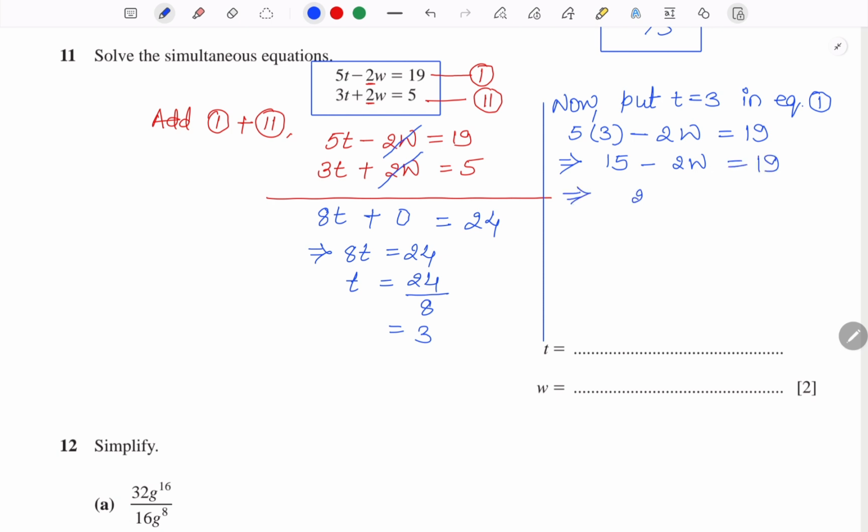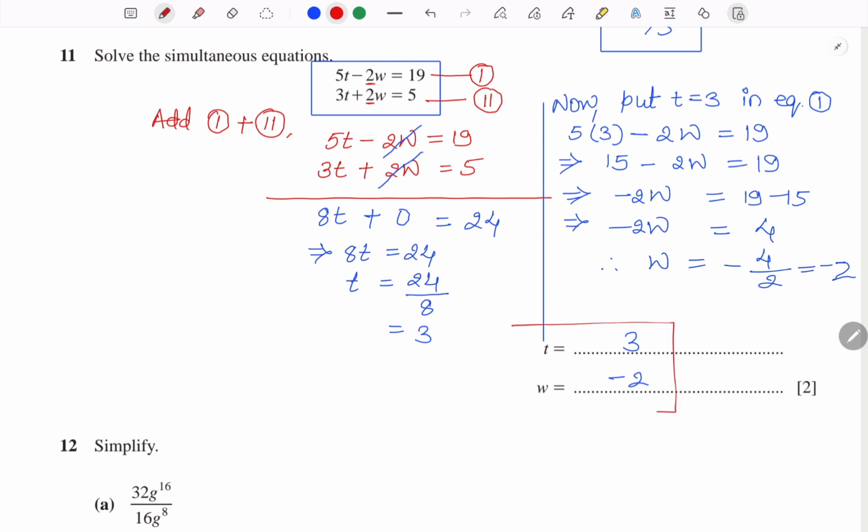Now here I can write this down as minus 2w equals 19 minus 15, minus 2w equals 4, right? So w will be equal to minus 4 divided by 2. That will give me minus 2. So the value of t is equal to 3 and the value of w is equal to minus 2, and this is the solution for this particular question.